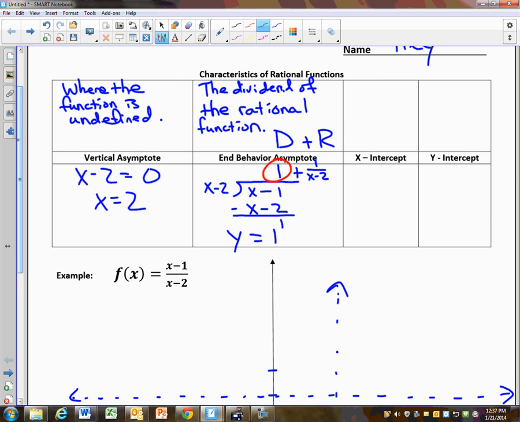Do you know how you tell what an X-intercept is? Do you know how you solve for it? Set Y equal to 0. Do you know how to solve for the Y-intercept? Set X equal to 0. So we're looking for the X-intercept. So I have to take my function, the Y value, and set it equal to 0. 0 equals X minus 1 over X minus 2.